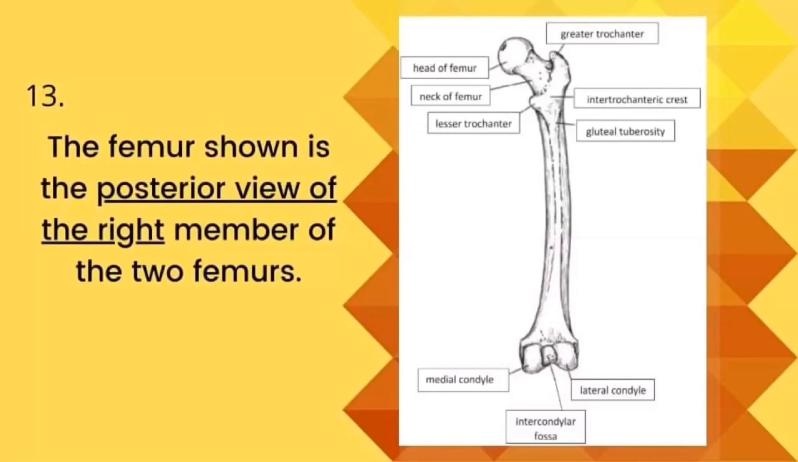Next is the greater trochanter. It is located on the proximal and lateral side of the femur, just distal to the hip joint and neck of the femur. It is the attachment to a number of muscles.